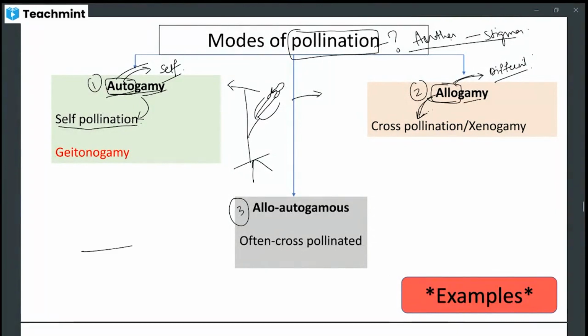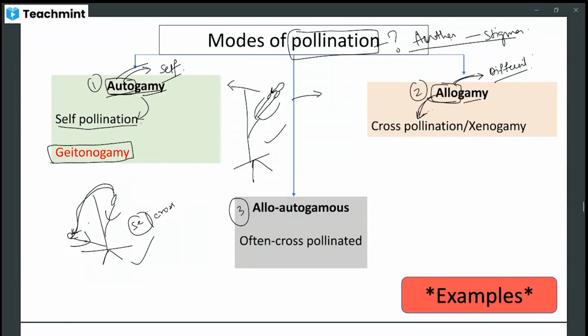So now consider this condition. There is a plant, there is a flower with only one anther, and in the other flower, there is the stigma. Then what do you call this pollination? Do you call it self or cross? Self. So any particular term for this? Getinogamy. Yeah, getinogamy. Monoecious. Which one is monoecious, this one or this one? Sir, different flowers on the same plant. So this one is monoecious.